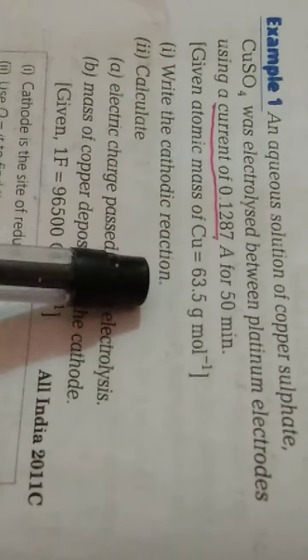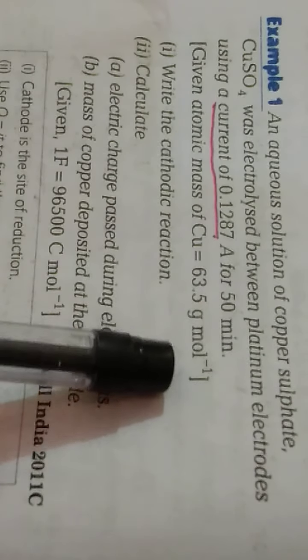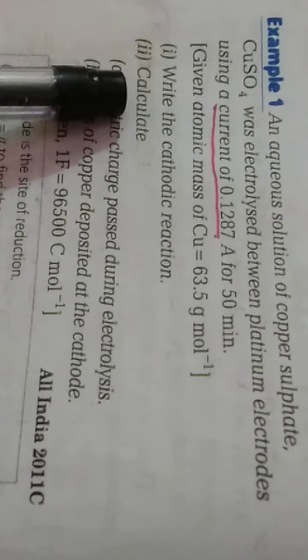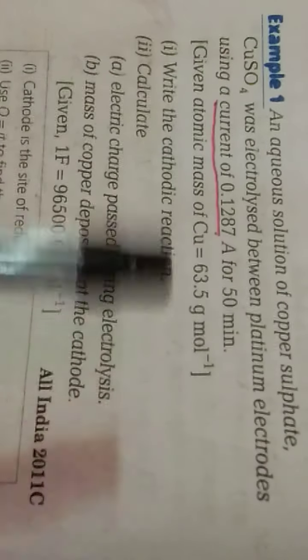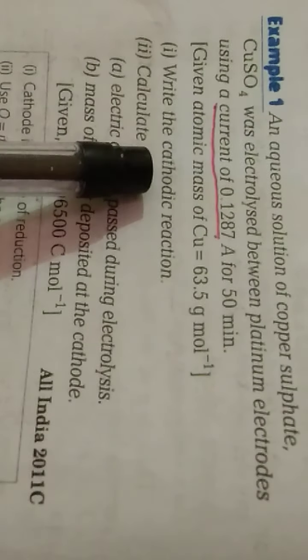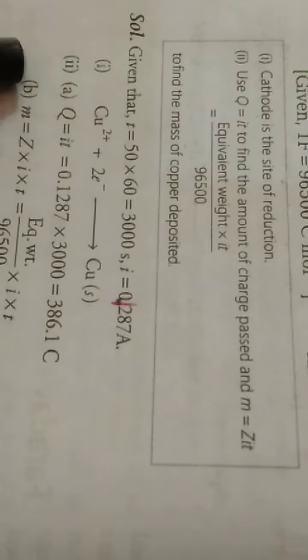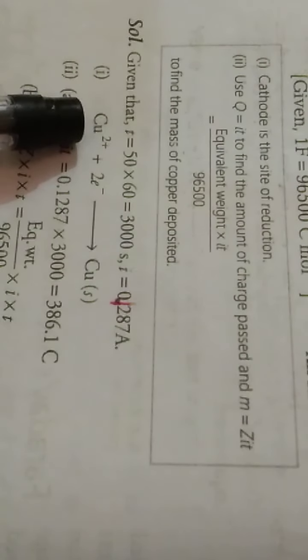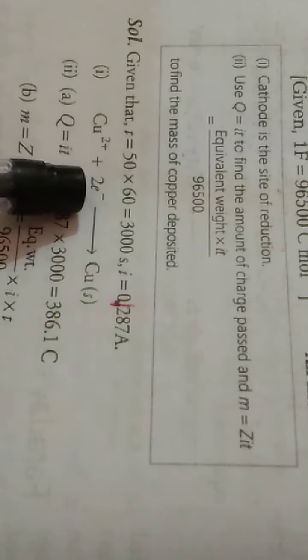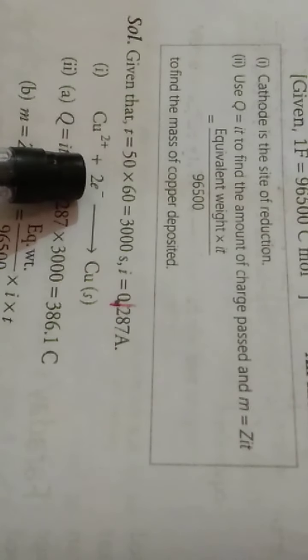And the atomic mass of copper is given as 63.5 gram per mole. Now what is asked is the cathodic reaction. Children, in the cathodic reaction, at the cathode there is always a gain of electrons. So what we'll write for the cathode: we have Cu2+ ion, and it will gain 2 electrons. Copper, children, is always Cu2+.